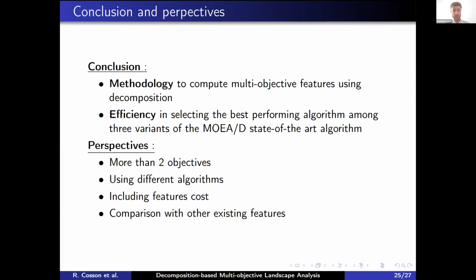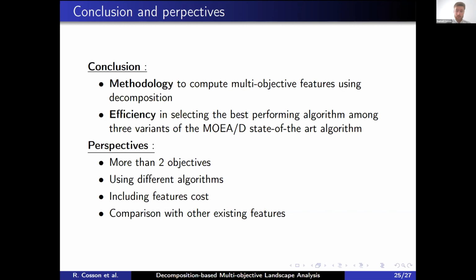To summarize this work, at first we proposed a methodology to compute multi-objective features using decomposition, and we analyzed their efficiency when characterizing the rMNK-landscape benchmark. And we also analyzed their efficiency in automatically selecting the best performing algorithm.